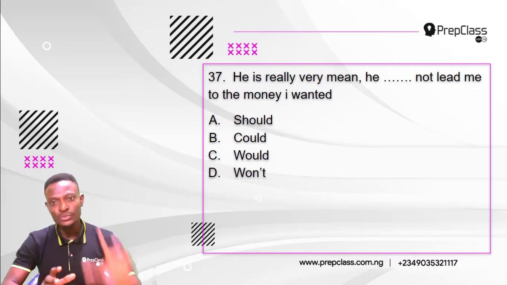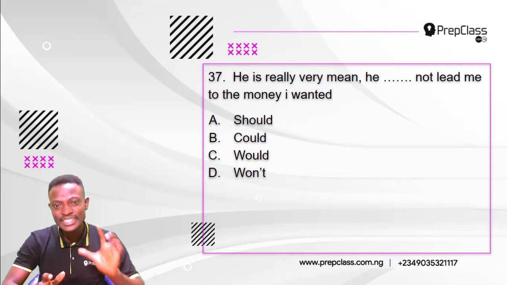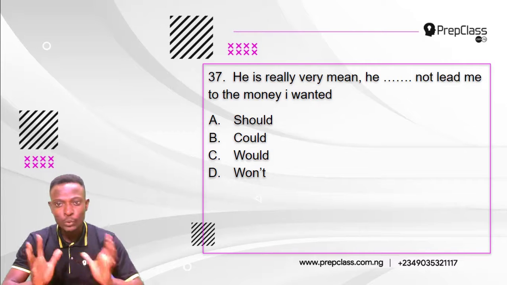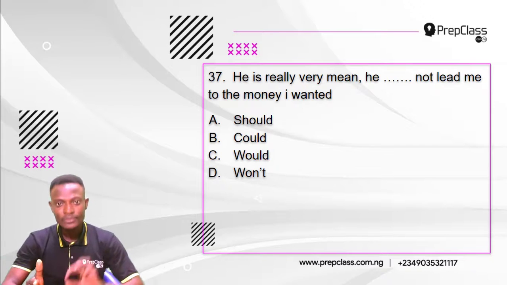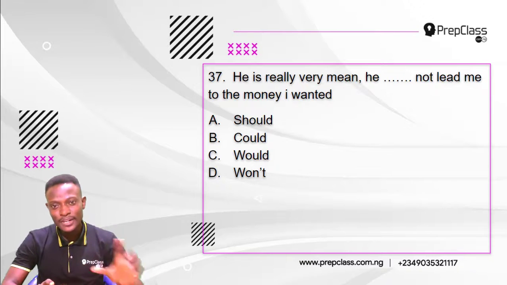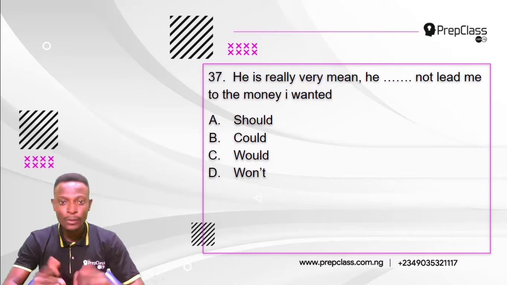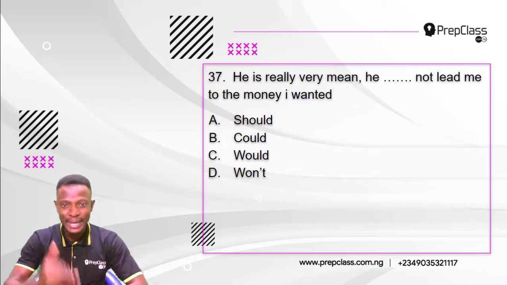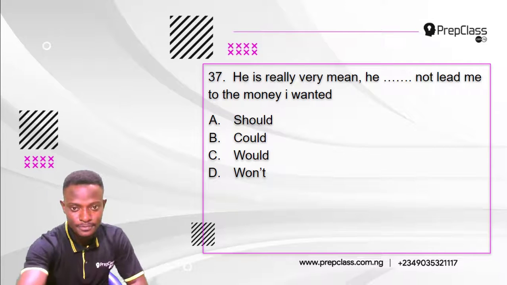A. He is really very mean. He should not lead me to the money I wanted. B. He is really very mean. He could not lead me to the money I wanted. C. He is really very mean. He would not lead me to the money I wanted. D. He is really very mean. He won't not lead me to the money I wanted. So which of these options is the best to complete the gap in this sentence?